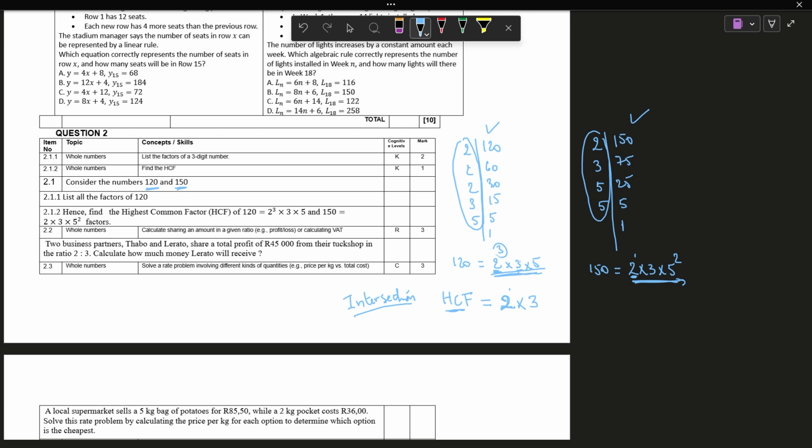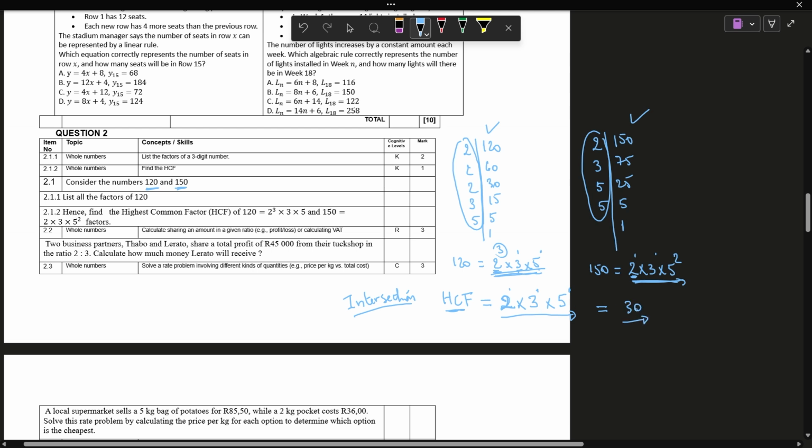And what's the exponent? Exponent 1, exponent 1. So I write the lowest exponent, which is 1 as well. I've got 5 as my prime factor on both sides, so I write 5, exponent 1, exponent 2. So I write exponent 1. So this is my highest common factor. 2 times 3 is 6, times 5 is 30, basically.